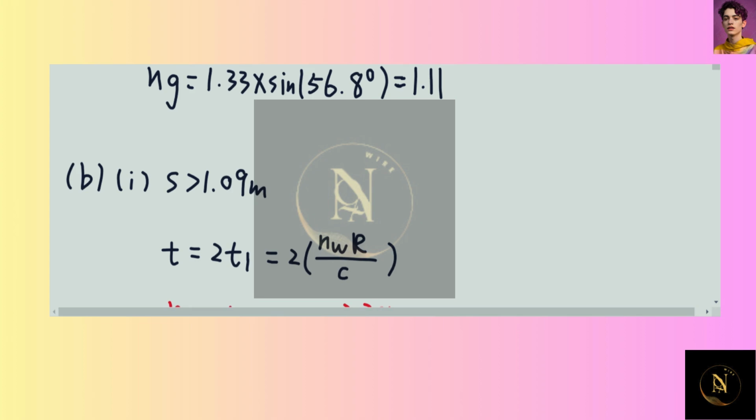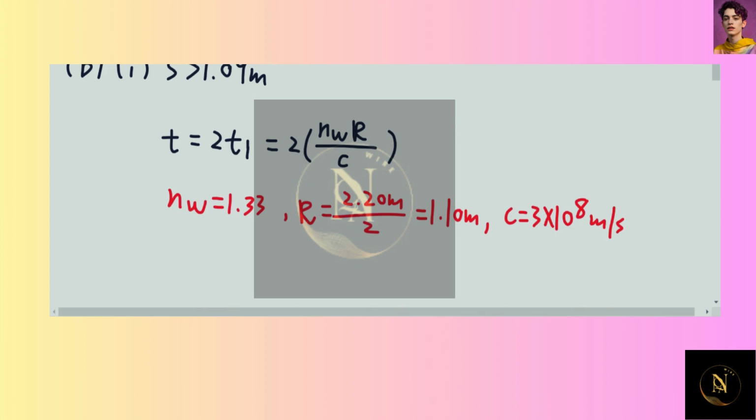Okay, and the t1 here is the time taken by the light to reach the center from the laser, which is nw r over c. So nw is the index of refraction in water, and r is the radius, and c is the speed of light. So therefore, let's try and determine the time. So the time should be equal to 2 times 1.33, and then times 1.10 meter over 3 times 10 to the power of positive 8 meter per second.